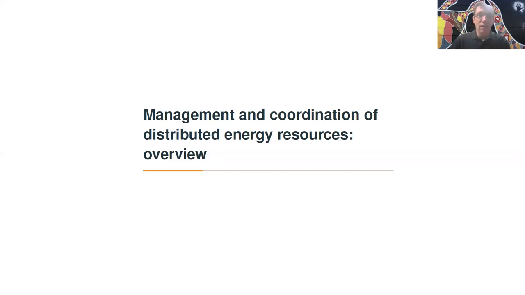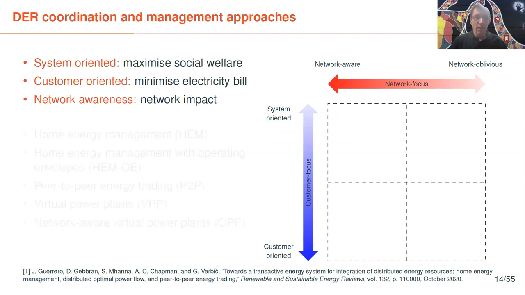So now I'm at the main part of my presentation, where I will review management and coordination approaches of distributed energy resources. For the sake of this presentation, or in this paper here at the bottom, which I mentioned initially, we came up with this diagram where we classify coordination approaches based on two criteria. The first one is the extent to which they take into account networks. And the second one is the extent to which they explicitly focus on customers or the system. And the approaches can be either network aware or completely network oblivious.